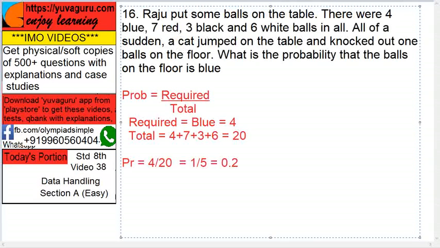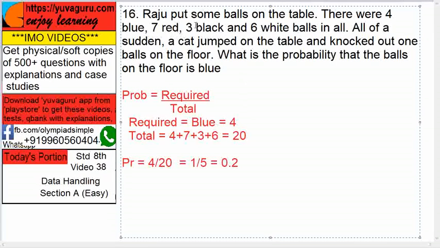Okay. Raju put some balls on the table. There were 4 blue, 7 red, 3 black and 6 white balls. All of a sudden a cat jumped on the table and knocked out one of the balls. What is the probability that the ball on the floor is blue? Now we have to find this. Probability equals to required upon total. So what is required? Required is blue.